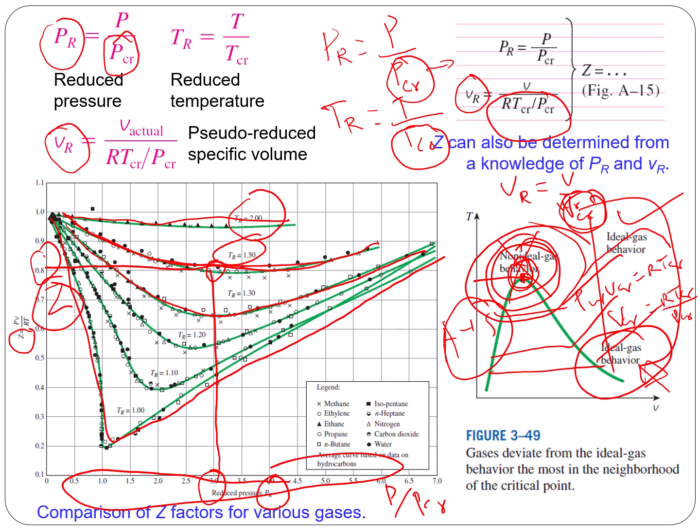It always relates to the critical temperature and pressure. Close to that region, it does not show ideal gas behavior, but away from the critical pressure and temperature, it does show ideal gas behavior. So that's what we can understand from here.